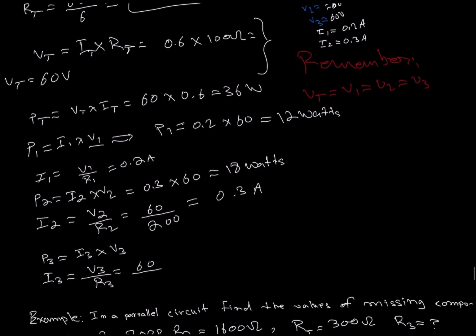So this will cancel out. It will be 0.1 amp. So there will be 0.1 amp. Now we can plug in this value in this formula. 0.1 amp times 60 volt will give me 6 watt.